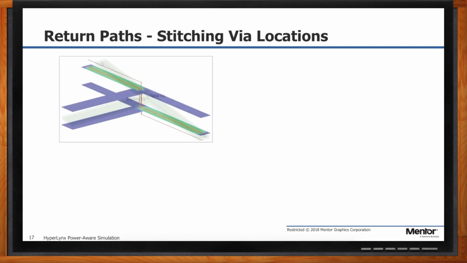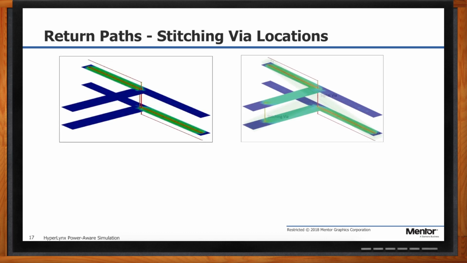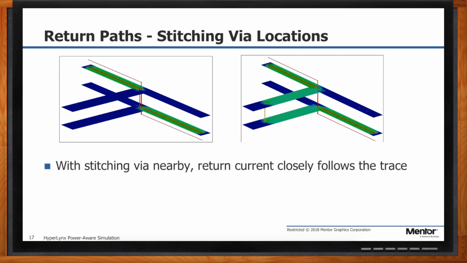So the next slide shows us the return current. This is a colorized diagram. The blue is absence of return current. The green is the presence of return current, and the red, which is directly under the image of that trace, is where you have your maximum return current.